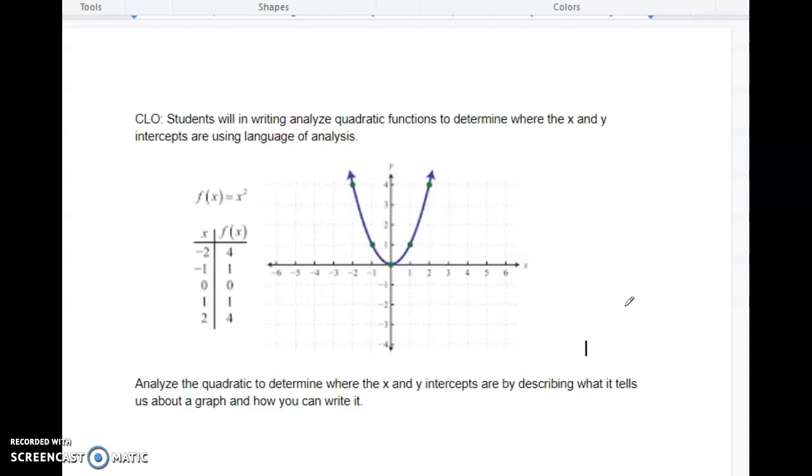We've been talking about domain, range, intervals. Those are all like a range of numbers. This time we're talking about a very specific point. And the point we're looking for is where it crosses the x or y axis.